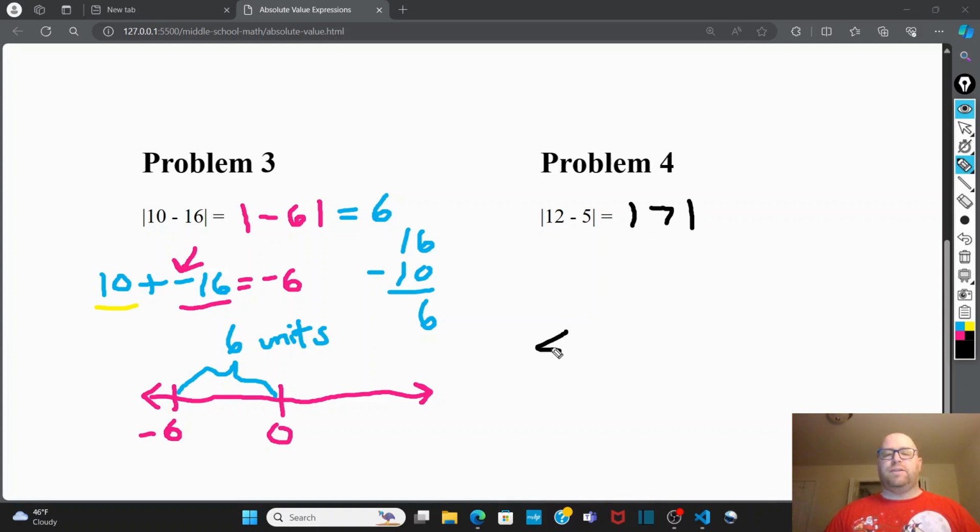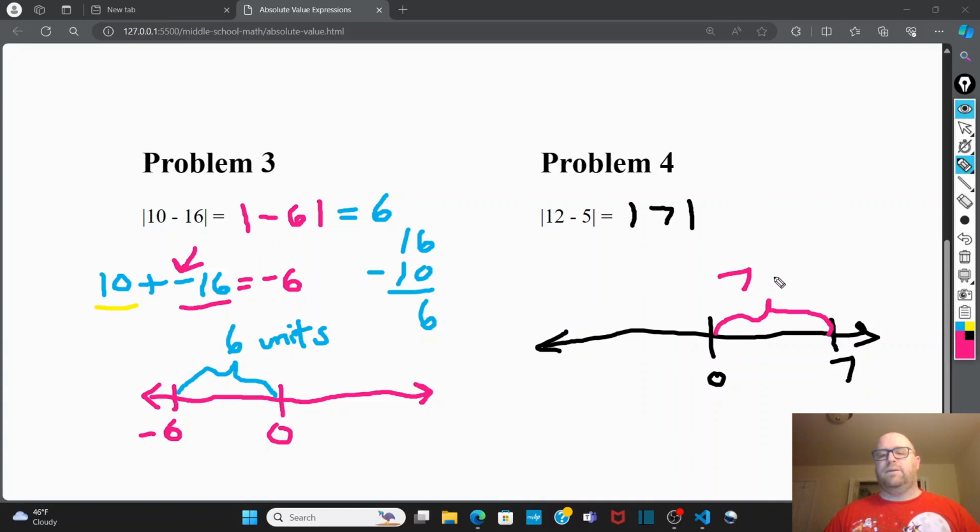Well, how far is 7 away from 0 on the number line? So we have 0 here. We have 7 over here. How far is that? That is 7 units. Now, I'm really trying to slow this down and explain it to you, but a lot of people do not have a good concept of absolute value, and I'm trying to break it down as best as possible. Hopefully, this is helpful. So the absolute value of 7 is just 7.